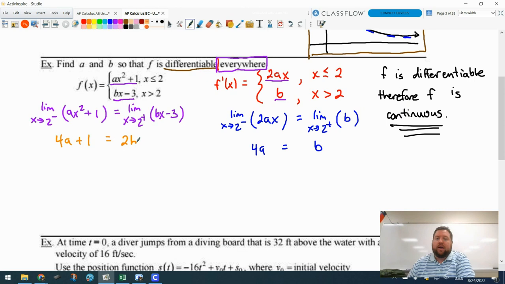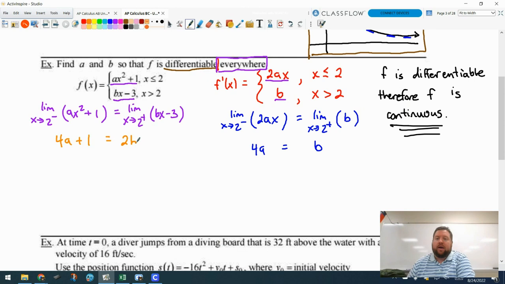All right, so if you plug these in, if I plug in 1 for a, I get 2x. And then you plug in 2. 2 times 2 is 4. And then if I plug in 4 there, I get 4. 4 and 4, same on both sides. Over here, that's x squared plus 1. If I plug in 2, 2 squared is 4. 4 plus 1 is 5. If I plug in 4 for b, 4x minus 3. Plug in 2 for x. 4 times 2 is 8. 8 minus 3, 5. So it's the same on the left and the right.